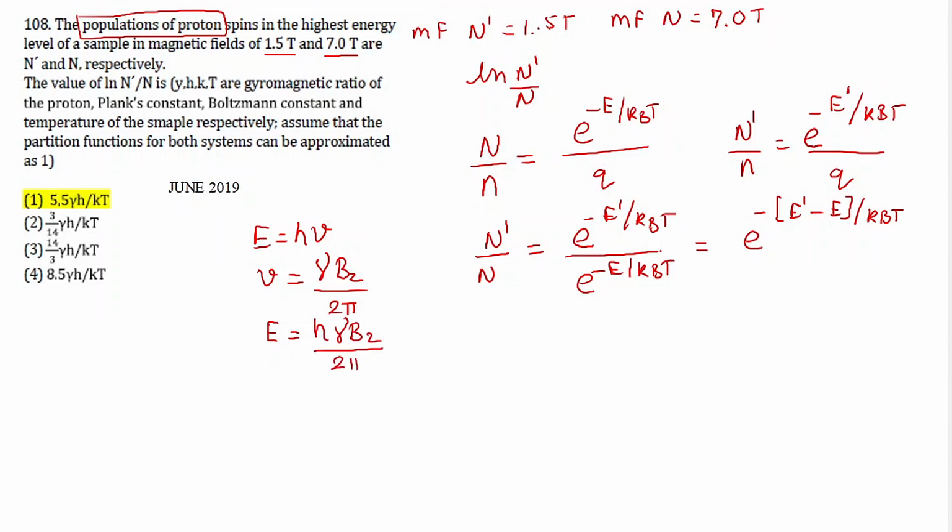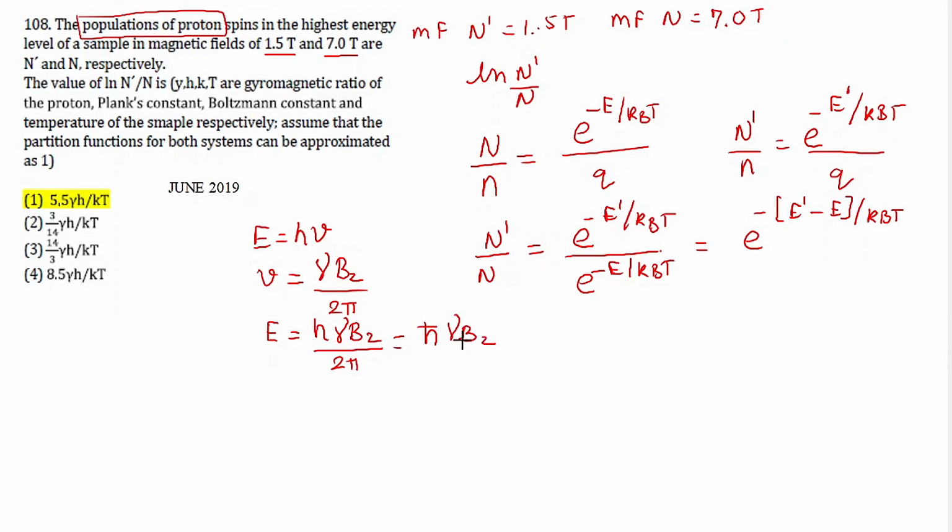So when we substitute it over here, the value of E will become h gamma Bz upon 2 pi, and h upon 2 pi we can write it as h cut. Okay, so we can write h cut. So the answers are also in h cut over here. So h cut gamma Bz. Okay, so we have this particular value.